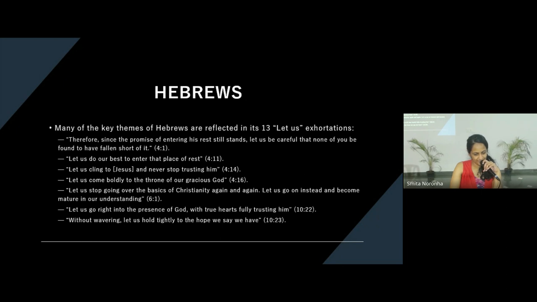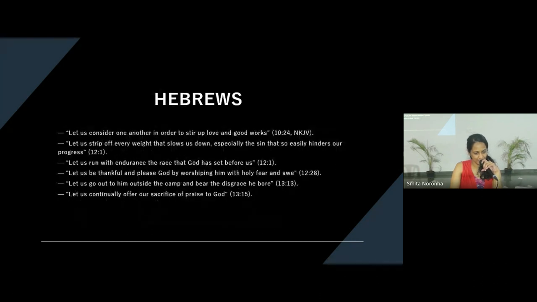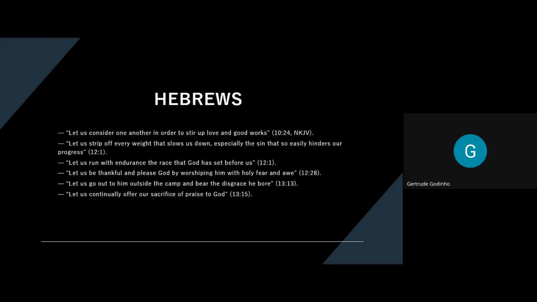Hebrews 10:23. Let us hold fast the confession of our hope without wavering, for He who promised is faithful. Hebrews 10:24. And let us consider one another in order to stir up love and good works. Hebrews 12:1. Therefore, since we are surrounded by so great a cloud of witnesses, let us lay aside every weight and the sin which so easily ensnares us, and let us run with endurance the race that is set before us.